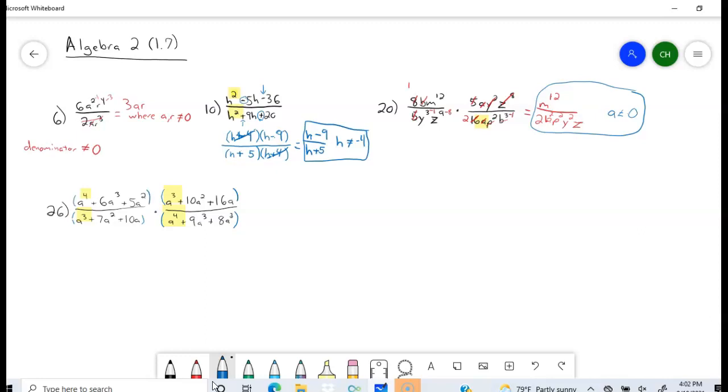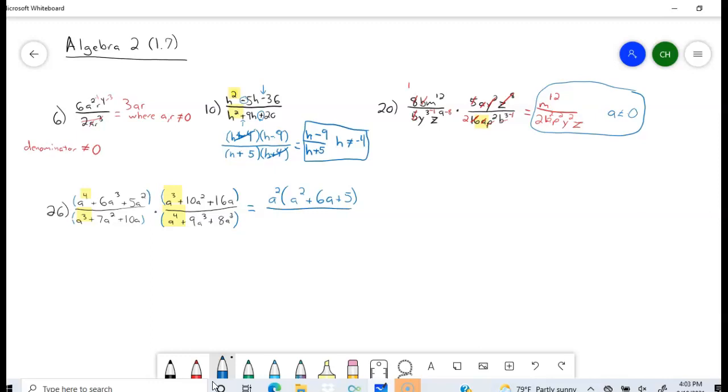There's not a lot we can do with a 4th degree polynomial, so we've got to figure out some of those things we've learned. How can we get that down to quadratic? Our goal is always to get it to quadratic. What I see in this top term is a common factor: a to the 4th, a to the 3rd, a to the 2nd. I'm going to pull a squared out, and I'll be left with a squared plus 6a plus 5.